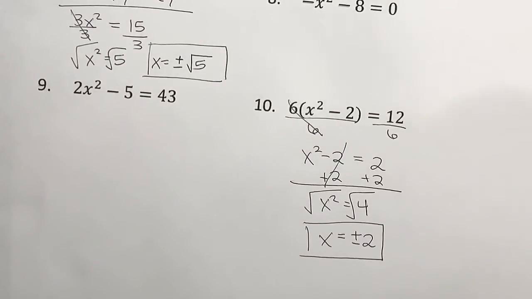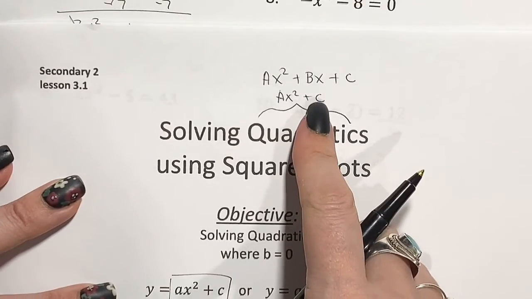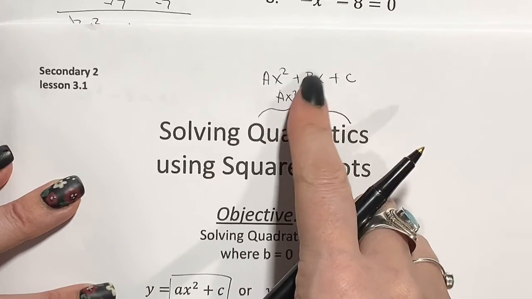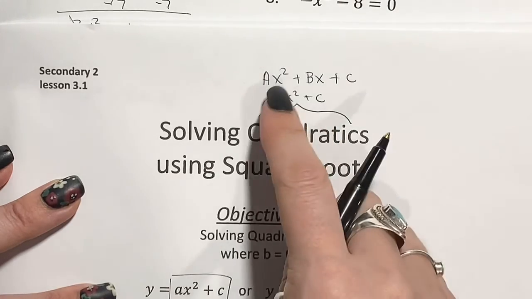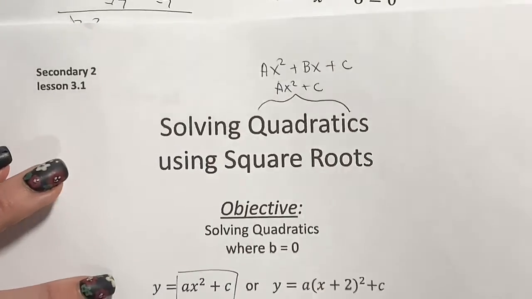So if I look back at that very first equation we were looking at, when it's just the ax squared plus c, x squared and a number, we don't have that bx term. We're going to learn in the next few days, what do you do if you have x squareds and x's and numbers? So those are going to be a different method to solve.